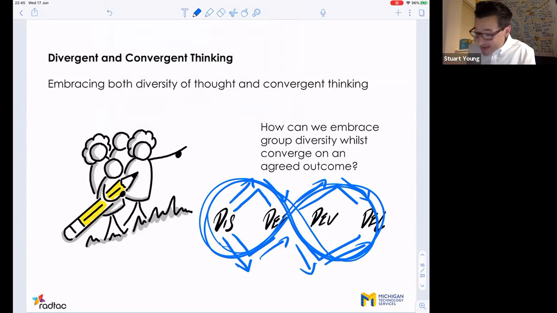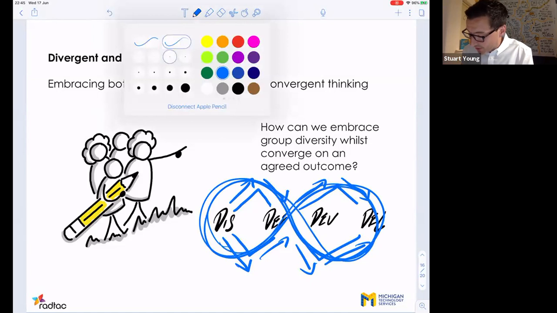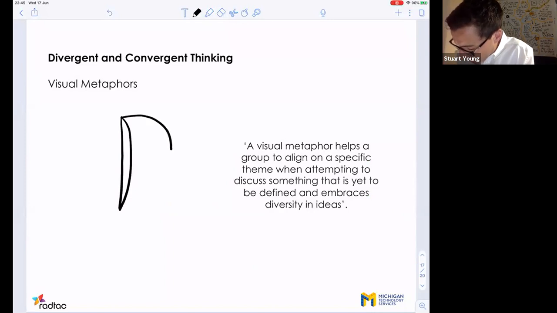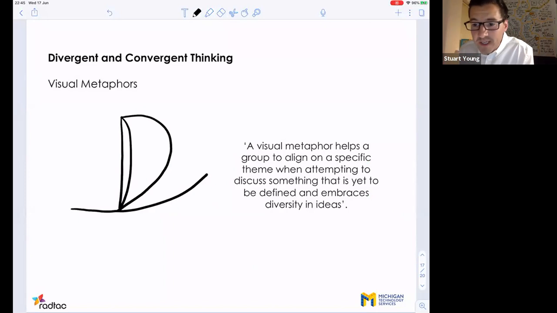There are many ways in which I'm sure you can do this, but I'm just going to suggest a couple myself. The first is visual metaphors. A visual metaphor helps a group to align on a specific theme when attempting to discuss something that is yet to be defined. I'll give you a nice obvious one that I dare say a few of you have probably used before. Has anyone here used the sailboat for a retrospective? Yeah, got a few nods going on there.